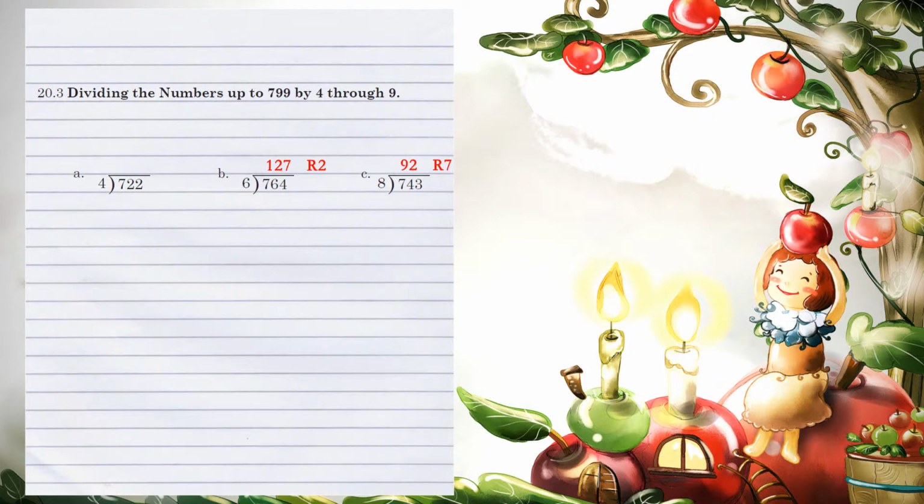4 cannot go into 2, so we multiply it times 0. 0 times 4 is 0 with a remainder of 2. So our final answer is 180, remainder 2.